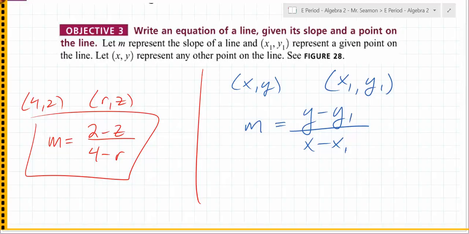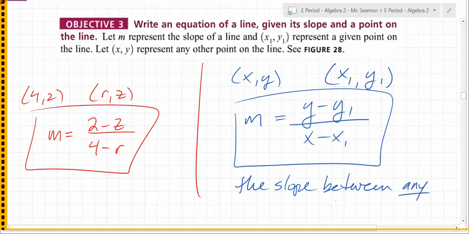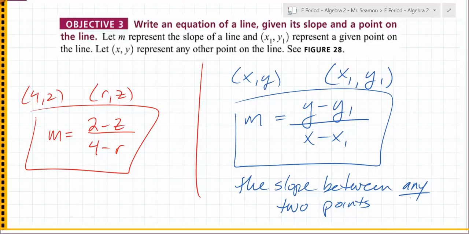Yes. This right here represents the slope between any 2 points. The slope between any 2 points. Does it kind of look familiar? Yeah. It's the same thing. Usually you see that as y2 and that is x2, but this is just another way to write the slope between any 2 points. That's where it comes from.